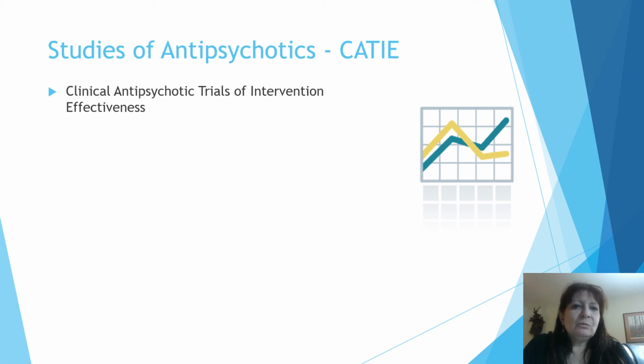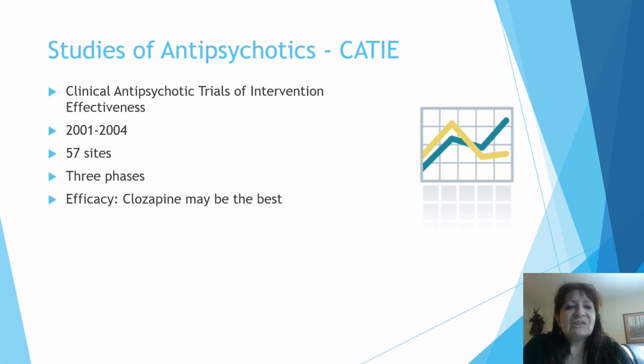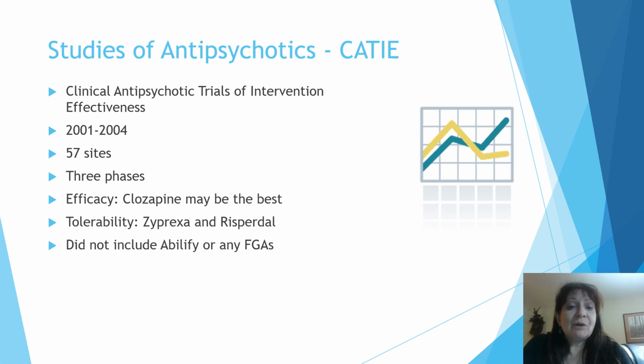The CATIE study was a study of the Clinical Antipsychotic Trials of Intervention Effectiveness. It occurred in 2001 to 2004 at 57 clinical sites. There were 3 phases, and it showed that clozapine may be the most effective, but that Zyprexa and risperidone were very tolerable, although they can both cause a significant amount of weight gain. This study did not include Abilify. It did not include any of the first-generation antipsychotics, and since then, we have several more second-generation antipsychotics that are very different.